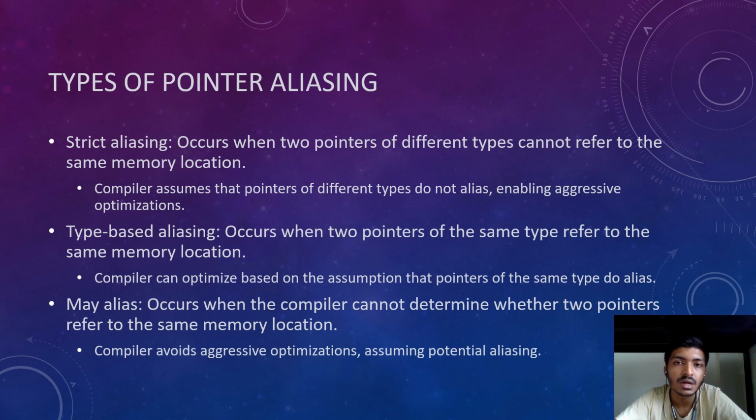The third one is a condition, may alias. The compiler in this case does not know or cannot determine whether the two pointers will refer to the same memory location. In this case, the compiler avoids aggressive optimizations, assuming potential aliasing.